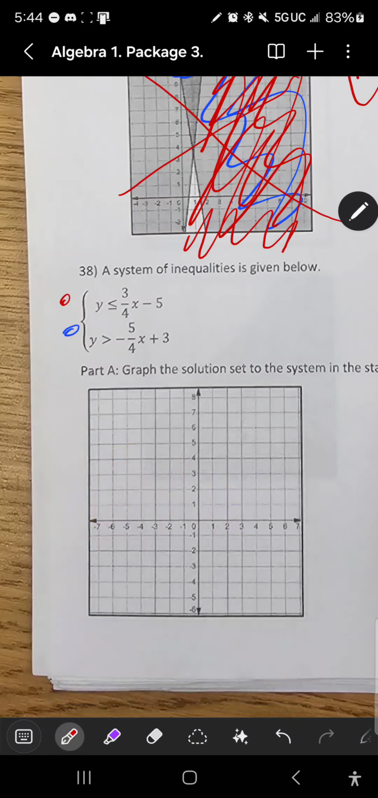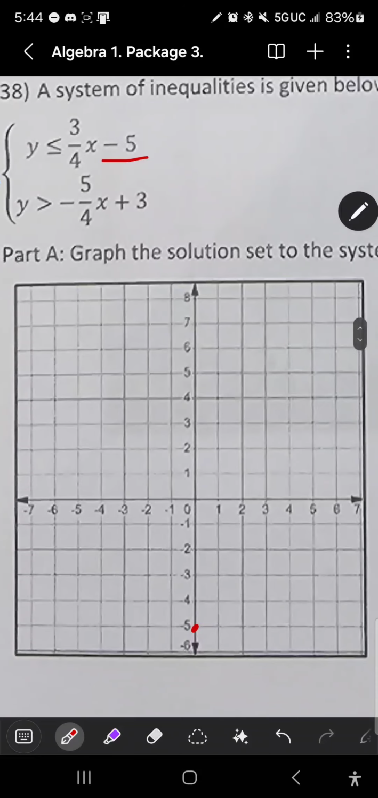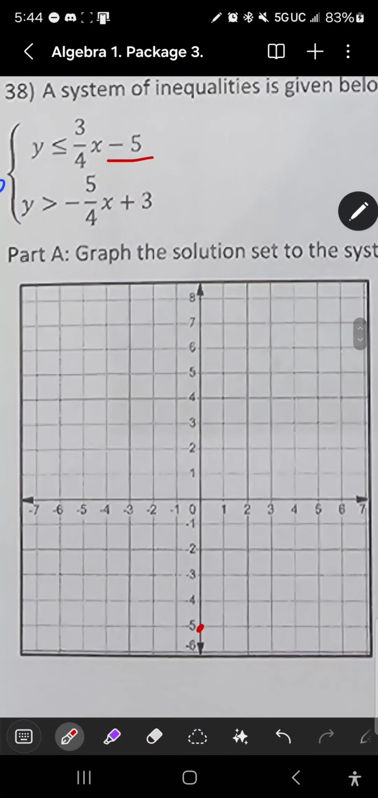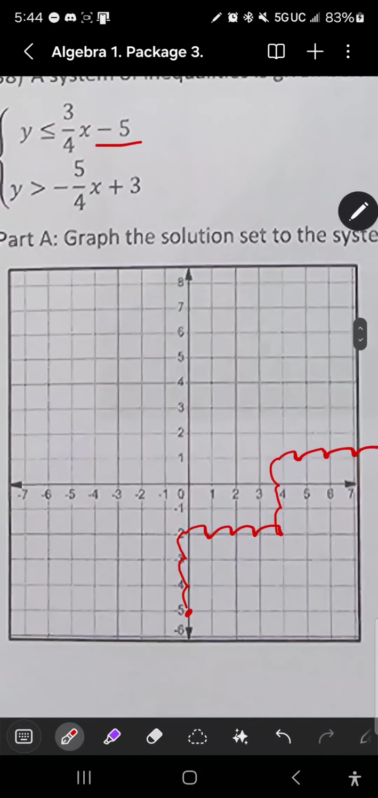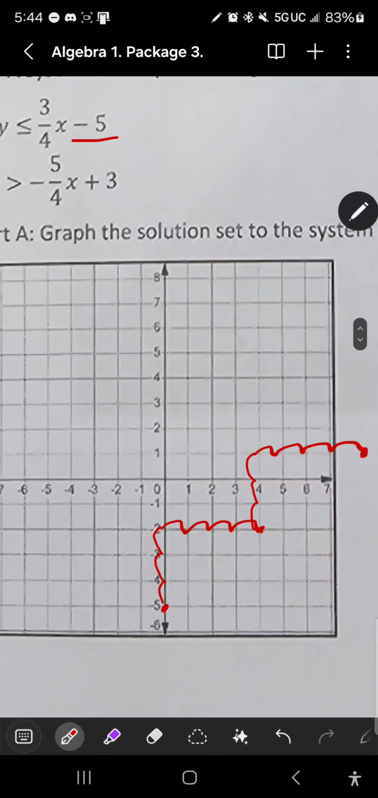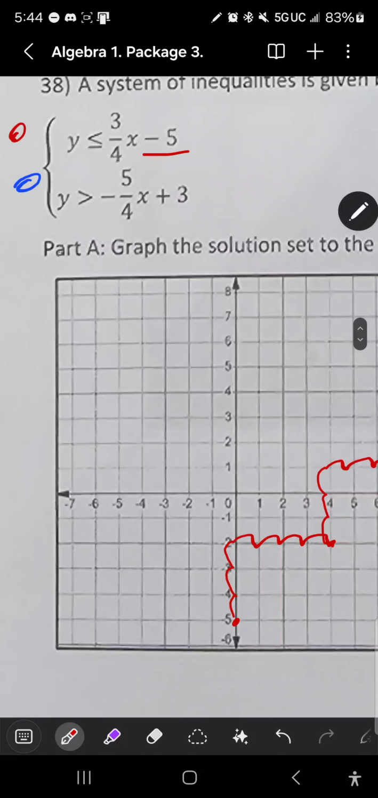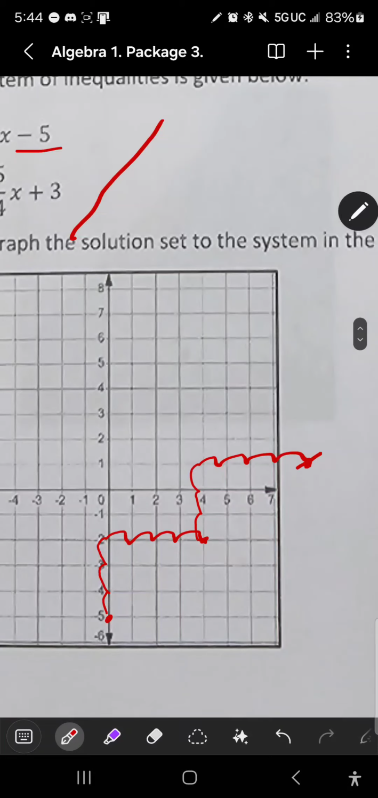Now, the y-intercept for this one is -5. So here we go. And our slope is 3/4. So 1, 2, 3, 1, 2, 3, 4. Again, 1, 2, 3, 1, 2, 3, 4. So this is our line, like our point. Now we see that it has an equal sign, so our line is going to be continuous, so it will be something like this.